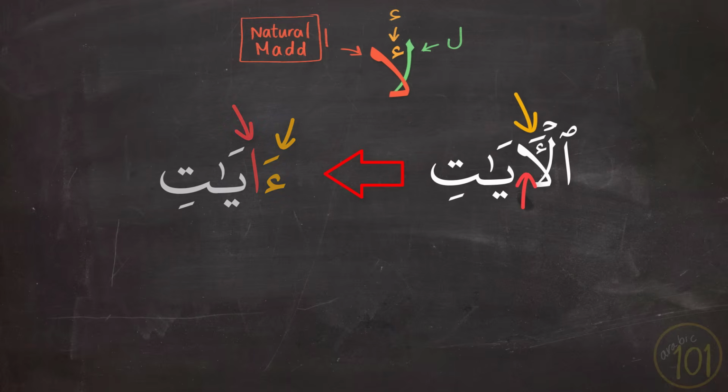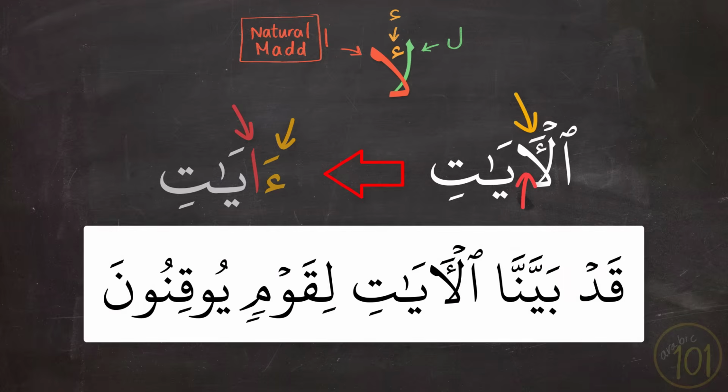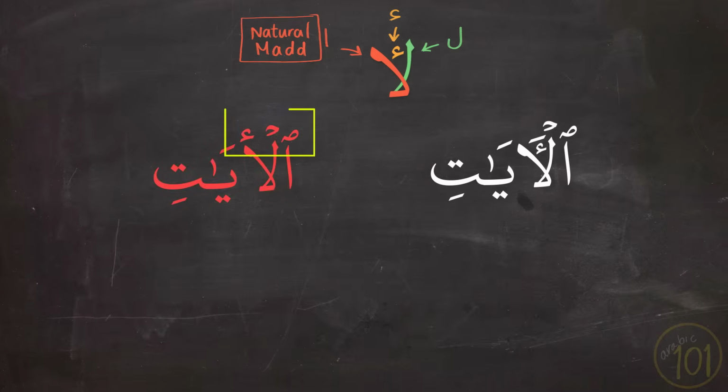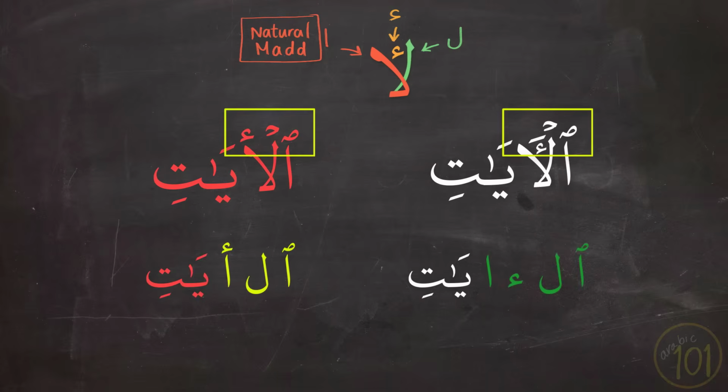And that's why if you're going to add a definite article at the beginning of this word, this mad should remain the same. قد بينا الآيات لقوم يوقنون. So saying al-ayat with a short vowel is wrong, because then you would be dropping a mandatory med. So remember that here there is a med of 2 counts.